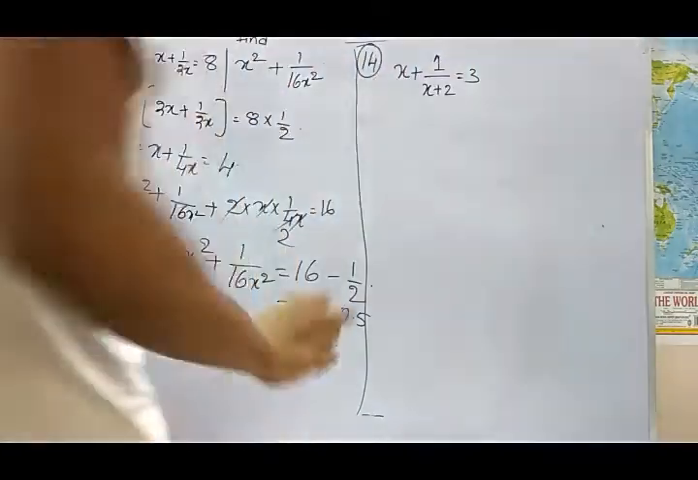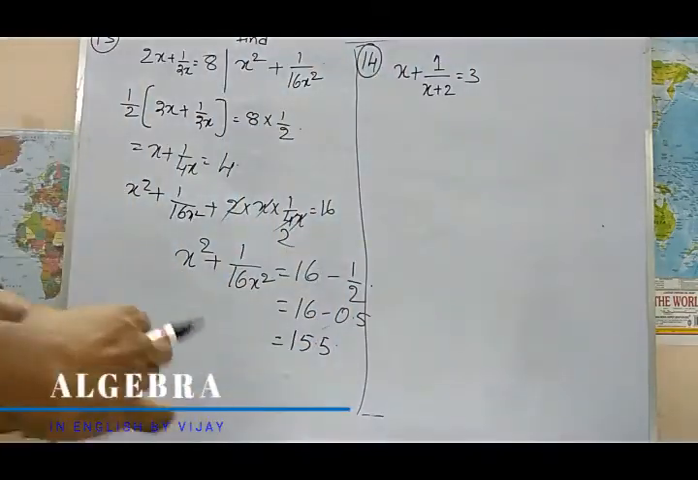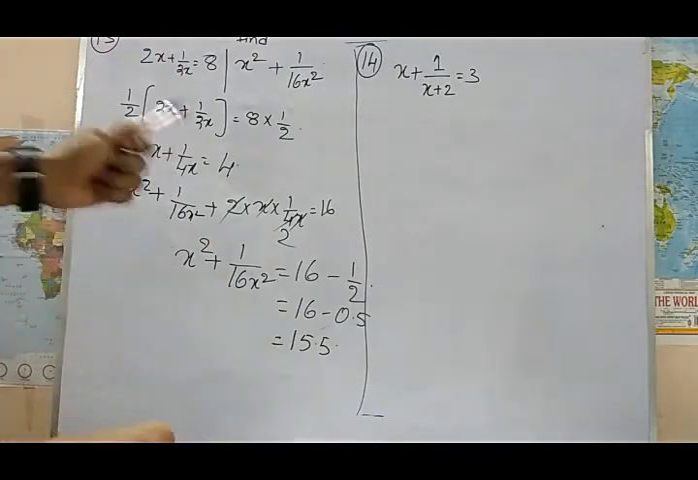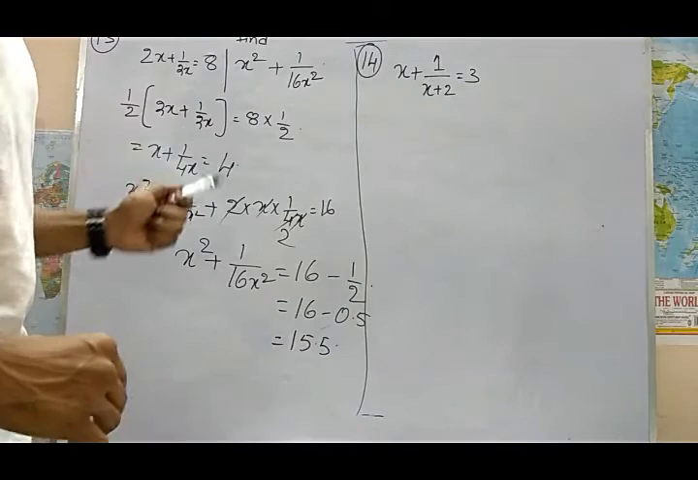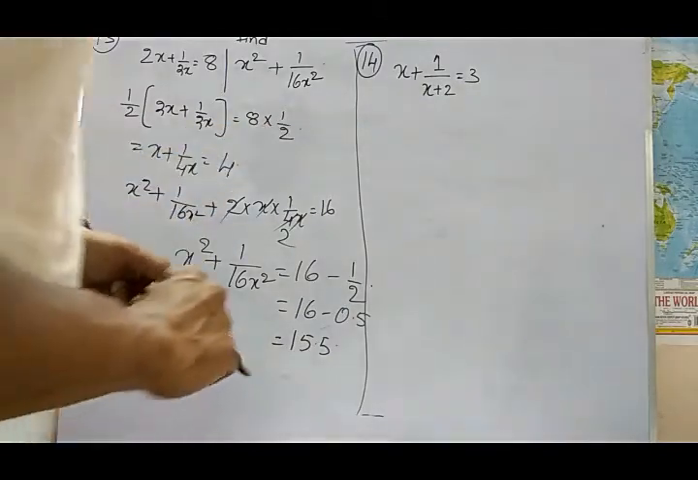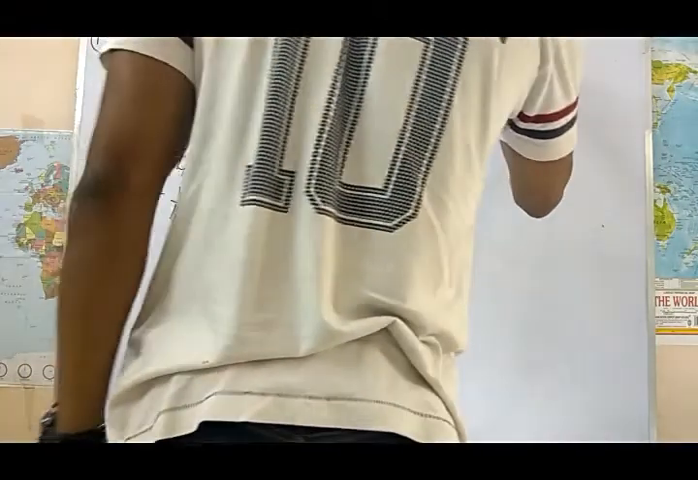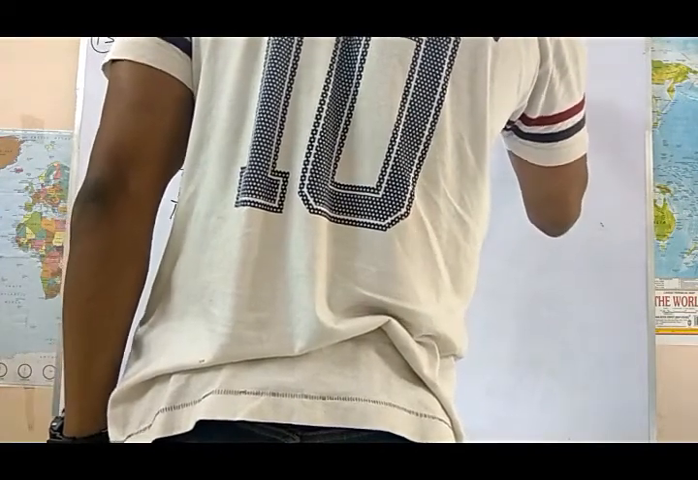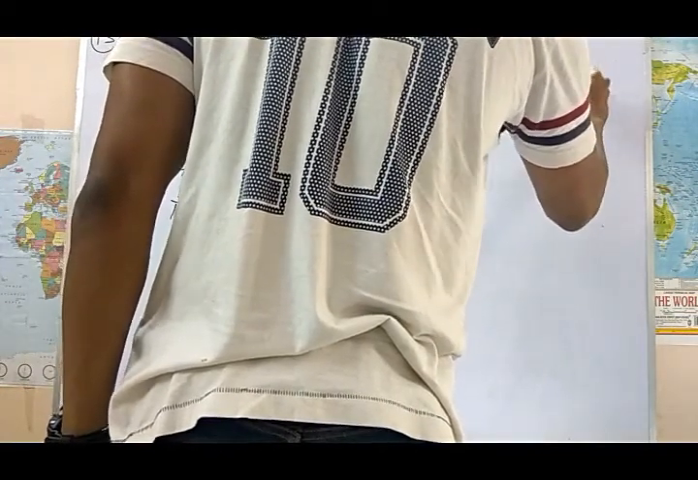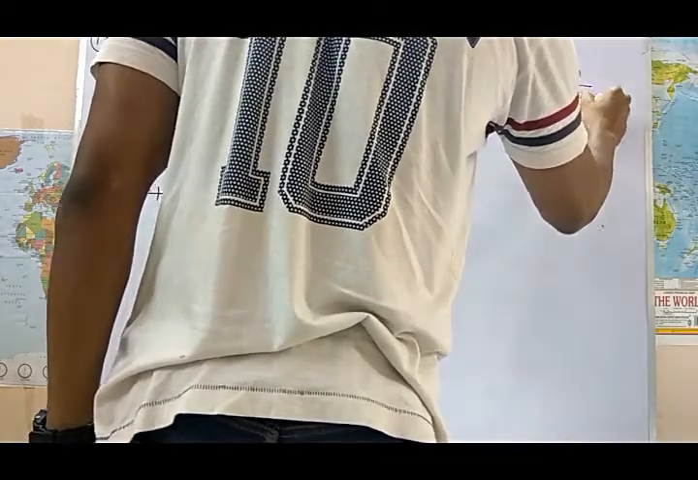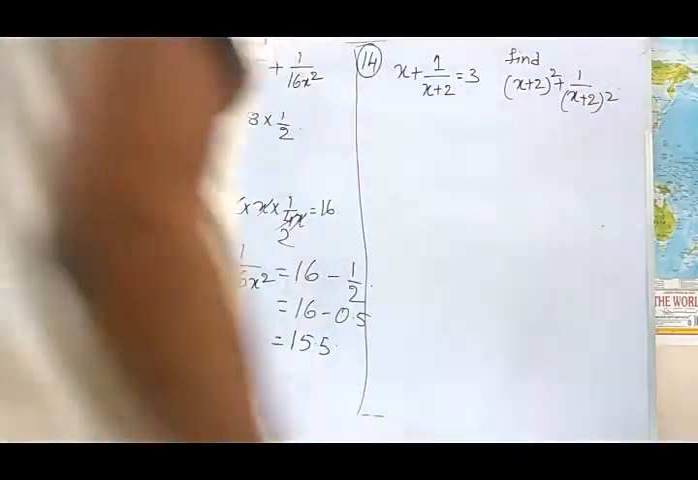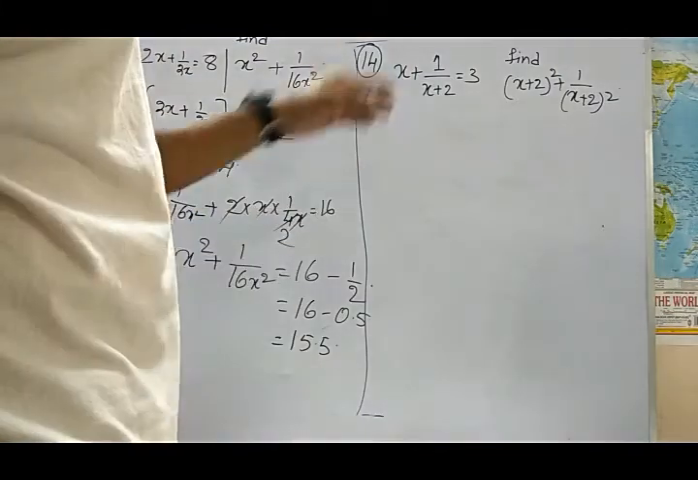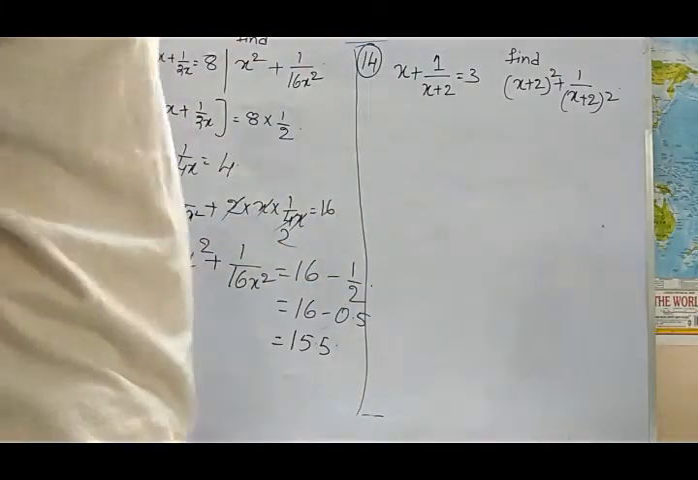You might think these are very easy, but this question will rotate your mind in exam, because in hurry you won't get answered that so easily. So practice it more number of times. So we are asked to find x plus 2 whole square plus 1 by x plus 2 whole square. This is the given question, and they have asked us to find x plus 2 whole square and 1 by x plus 2 whole square.